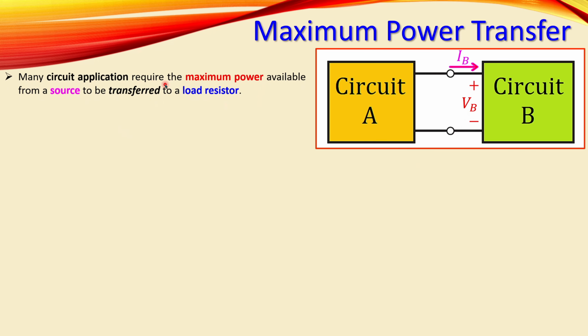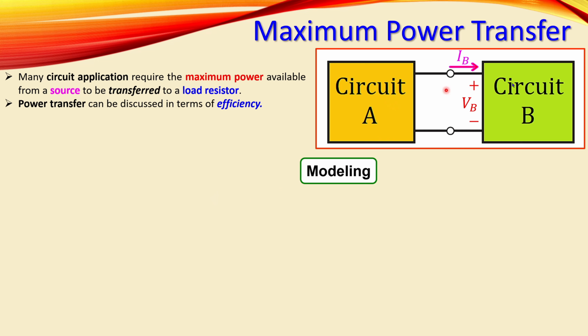Many circuit applications require maximum power available from the source, for example circuit A, to be transferred to a load resistor. That could be, for example, this circuit B. Now, power transfer can be discussed in terms of efficiency. The more you transfer from circuit A to B, the higher the efficiency. That's why it is very important to discuss this topic.